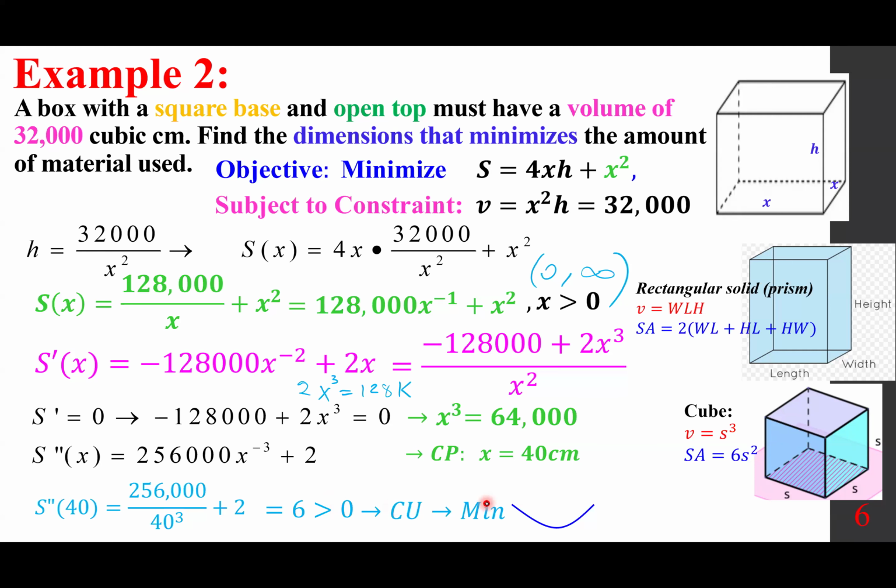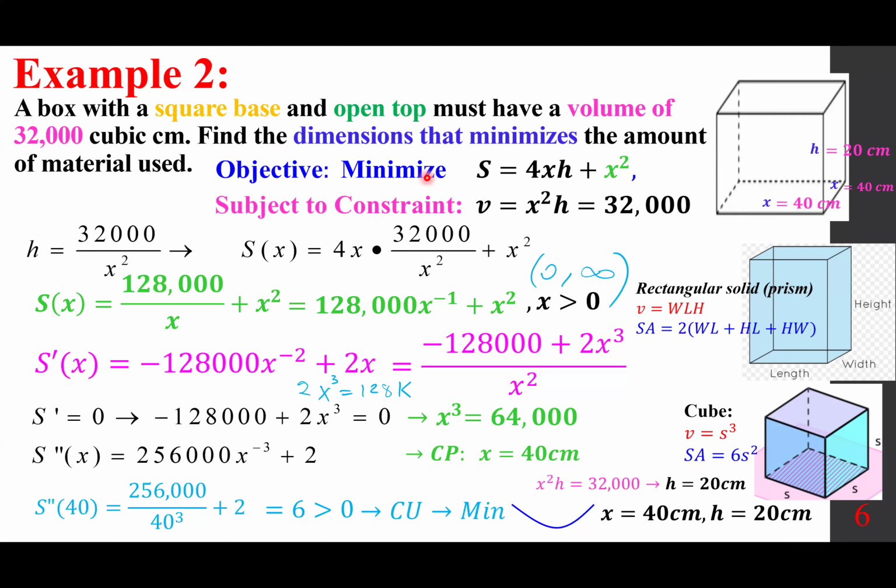So if x is 40 and x squared times h is 32,000, then square this: 40 squared becomes 1600, divide 32,000 by 1600 and h becomes 20. So x is 40, h is 20. We're going to say this is 40, this is 40, this is 20. And that's all they asked. They asked for the dimensions.